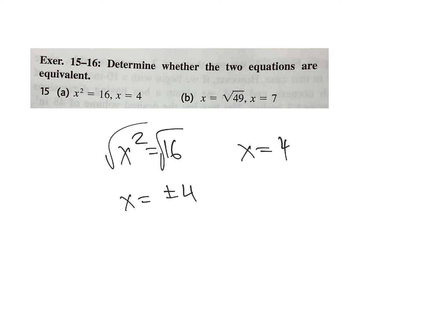Determine whether the two equations are equivalent. So the point here is, are these the same thing? And you say yes. We take the square root of both sides here. We get x equals plus or minus 4. Are they really the same thing?